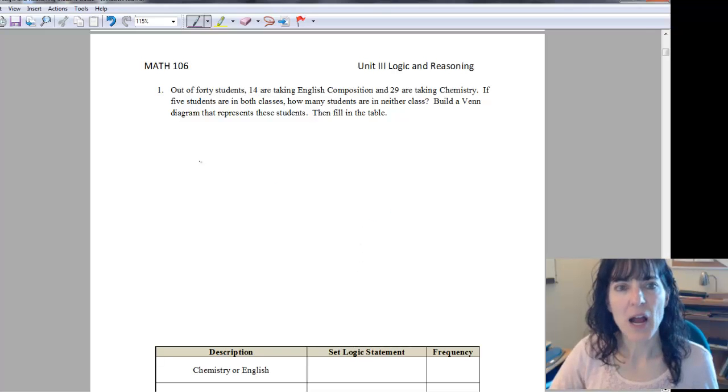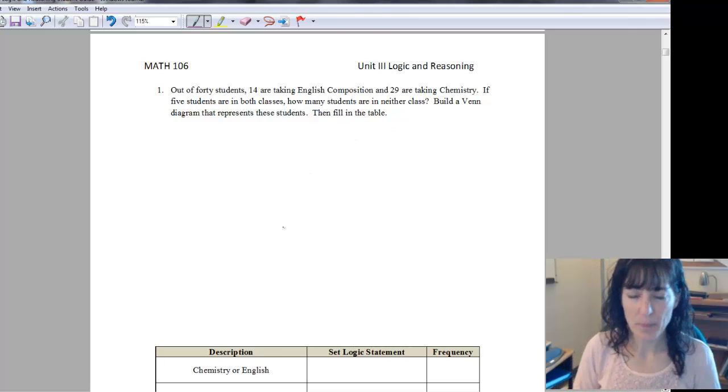Number 1, out of 40 students, 14 are taking English composition and 29 are taking chemistry. If 5 students are in both classes, how many students are in neither class? Build a Venn diagram that represents these students. Then fill in the table.